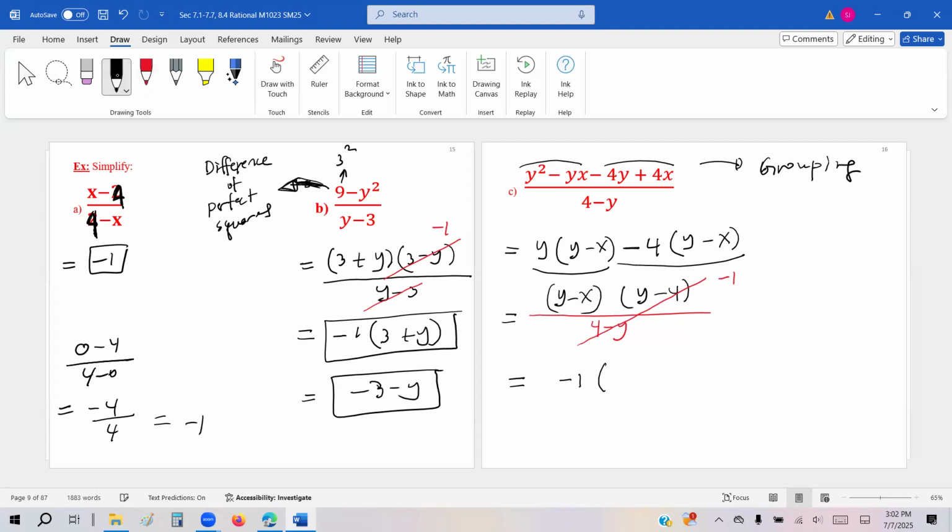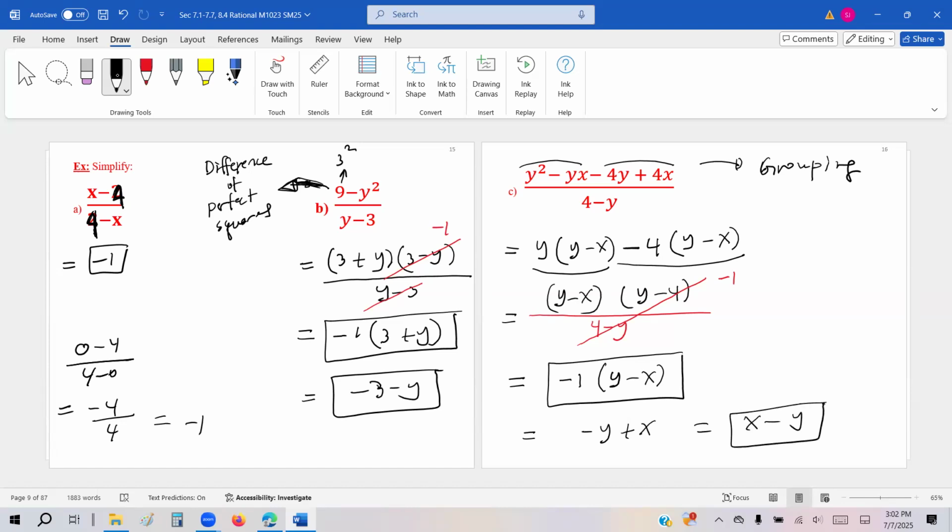What is our answer? No, y minus x. And if you distribute the negative, it becomes negative y plus x, positive x, which is the same as x minus y. So basically, you're left with x minus y. But all three things are the same. So all of them are correct.